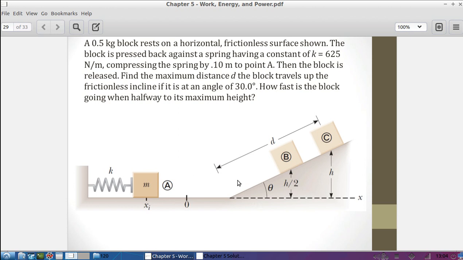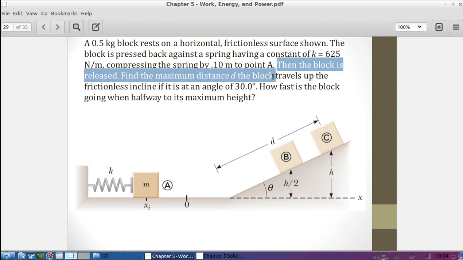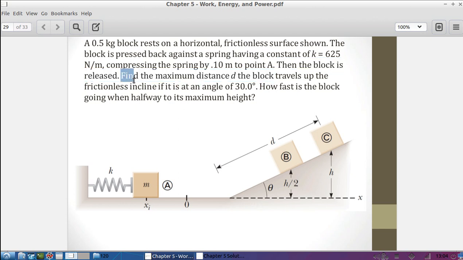I don't care about what's happening here or in between, right? I'm just looking at how the energy is transformed from points A, B, C, etc. So I don't really concern myself with what's happening in between. So let's set up an energy equation to answer the first part, right?